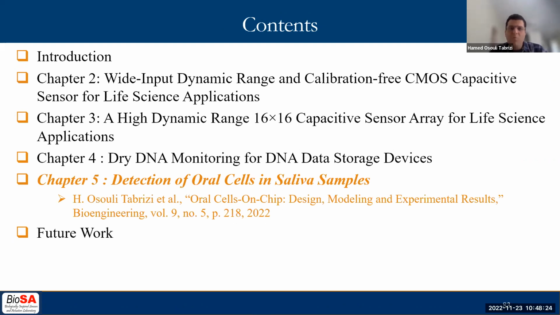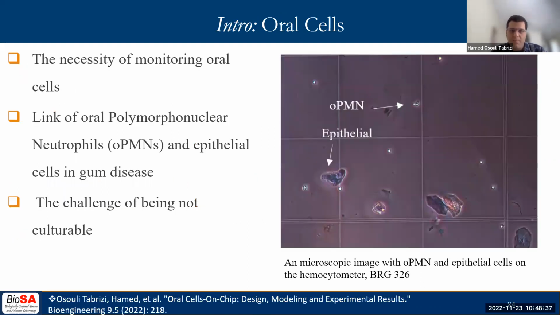Let's move forward and explain the 5th publication covered in chapter 5, which has been published in Bioengineering Journal and reports our experiment results for the use of CMOS capacitive sensors in monitoring oral cells. Recent studies show that gum diseases can be an indirect indicator of more complicated diseases such as diabetes, osteoporosis, and HIV. From another side, research has shown a link between oral polymorphonuclear neutrophils, or OPMNs in short, and gum diseases.